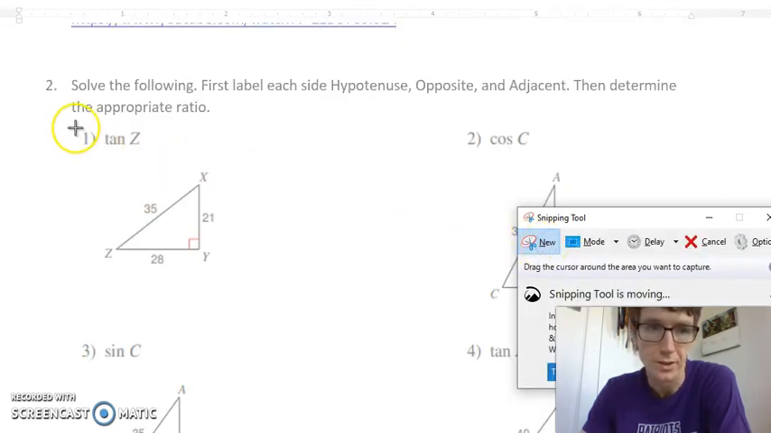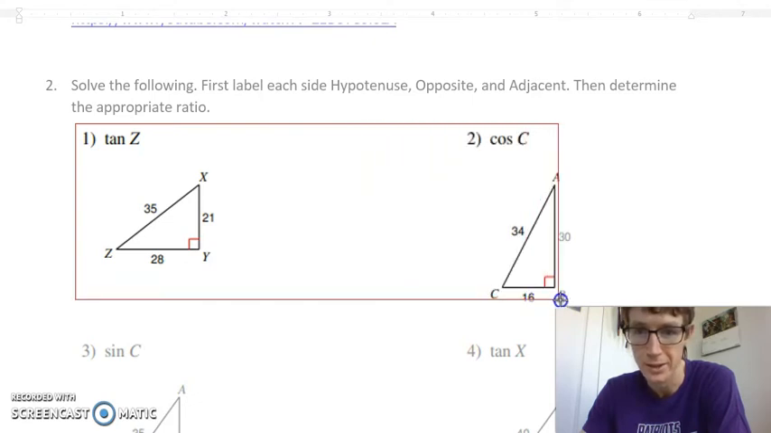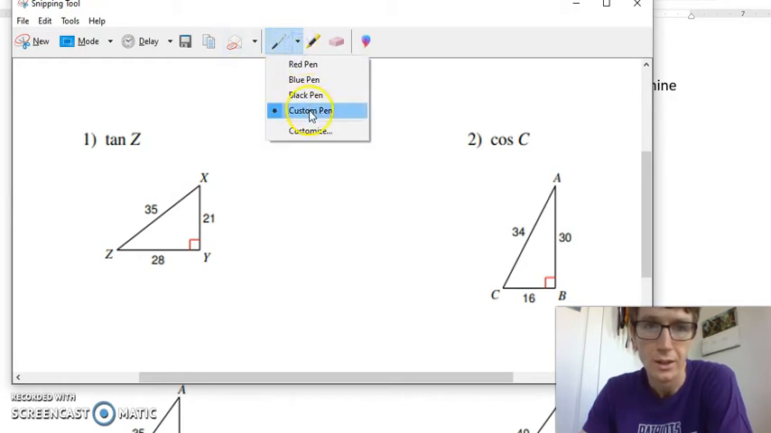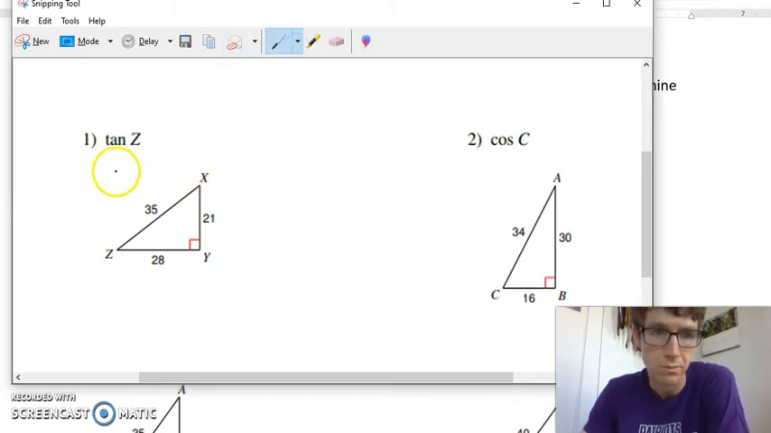So the first step for any trig problem pretty much is to correctly label opposite, adjacent, hypotenuse. First off, what I always do first is I label the hypotenuse. So hypotenuse is always across from a right angle, and it's always the biggest side. So let's call this H.